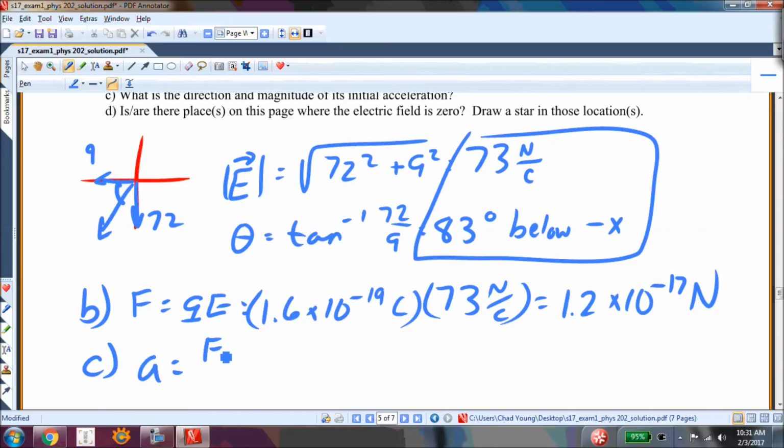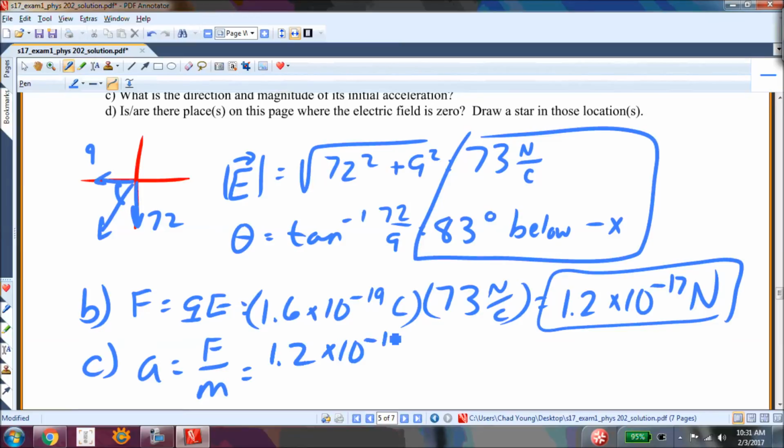Well, let's pull out Newton's second law. A equals F over m. And remember, force per unit mass is a field, a gravitational field, and so that's where we get our value for g. It's actually the gravitational field. And if I do this, that 1.2 times 10 to the minus 17 newtons divided by the mass. What are we dealing with?